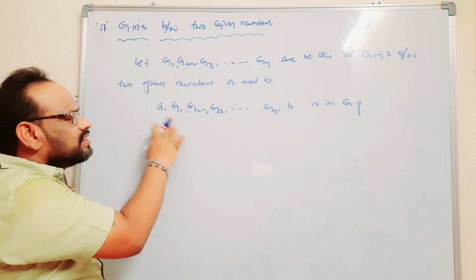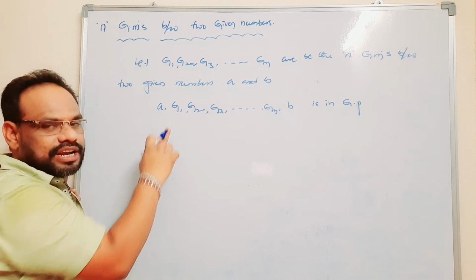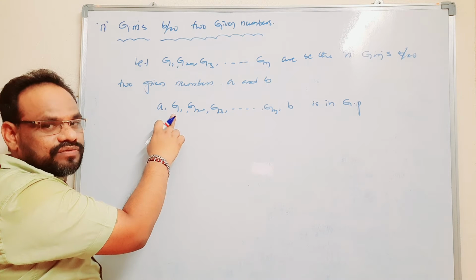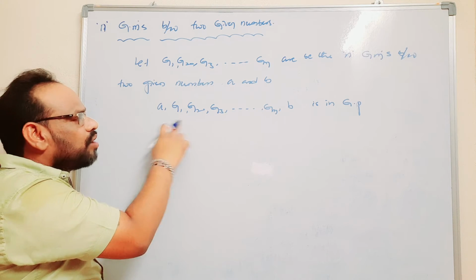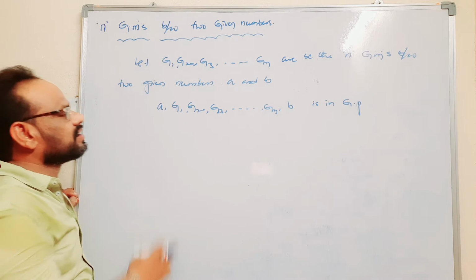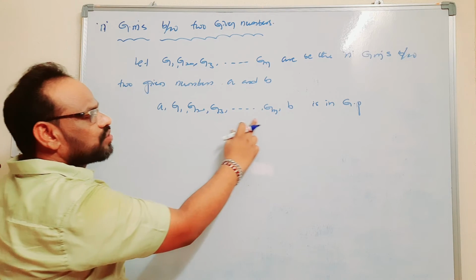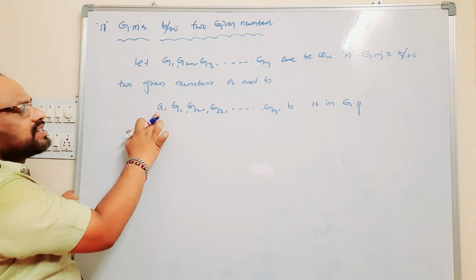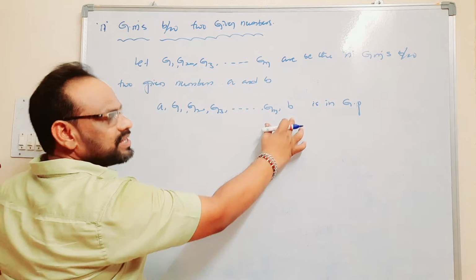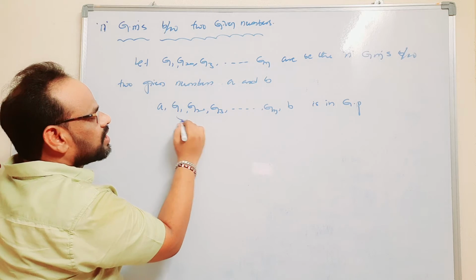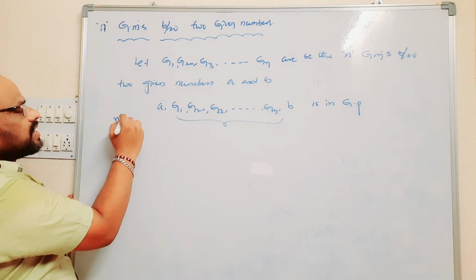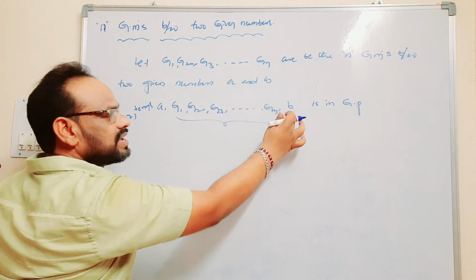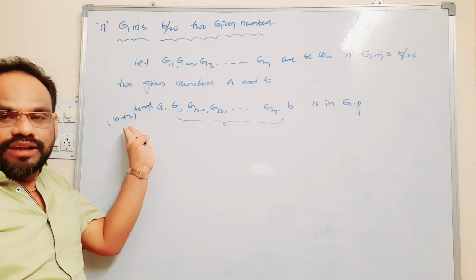The general form of geometric progression is A, AR, AR square, AR cube and so on. This is A, this is AR. We want the common ratio R. How to find the common ratio R? Observe here, A, G1, G2, G3, and so on Gn, B are in geometric progression. The first term is A and the last term is B. Here, the total number of terms is n plus 2 terms: these are n terms, this is n plus 1, this is n plus 2.